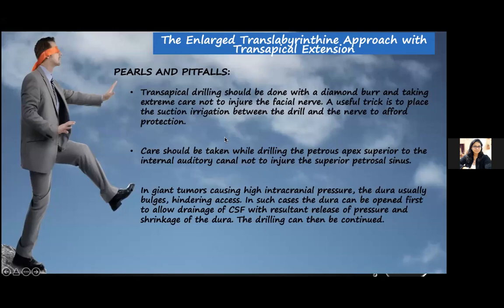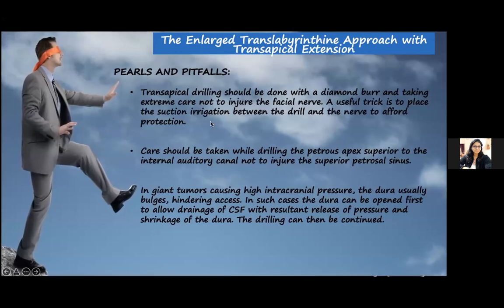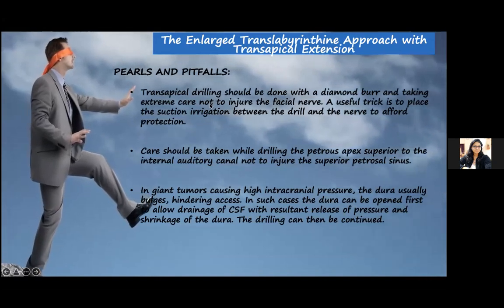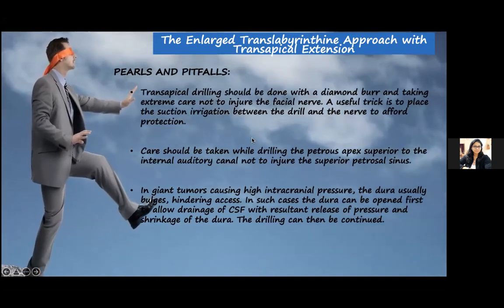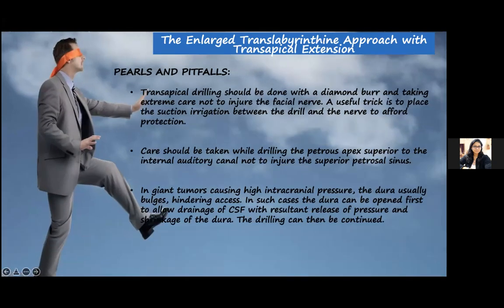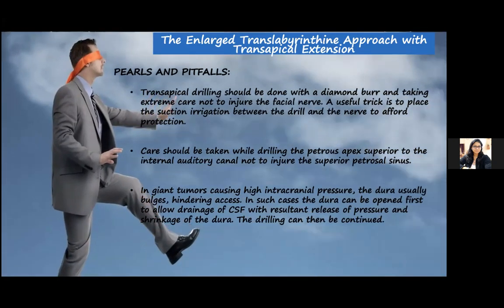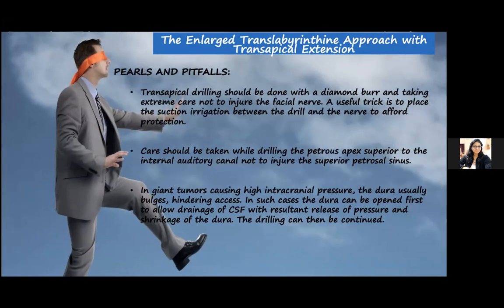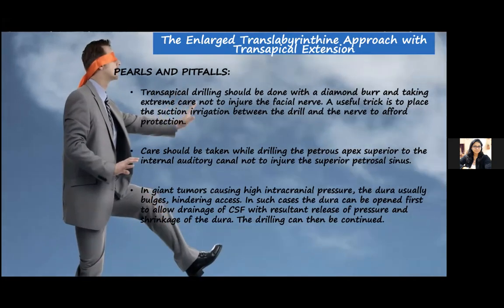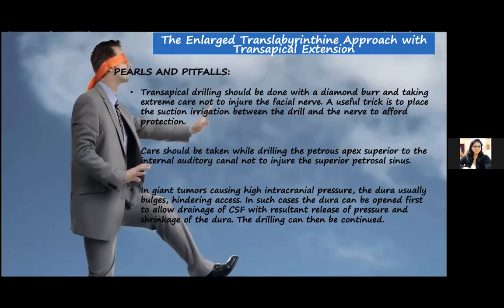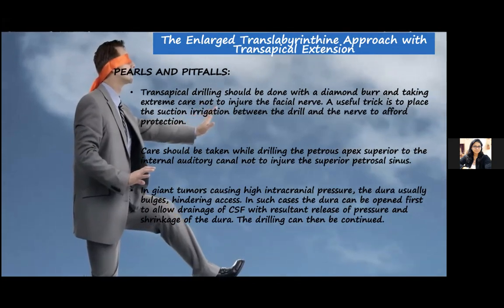Again, this also has its pitfalls, because the transapical drilling should always be done with a diamond burr, taking extreme care not to injure the facial nerve. And the usual trick is to place the suction irrigator between the drill and the nerve to afford protection. This is a very simple trick which is used by most skull base and otology surgeons to protect the facial nerve. So we can keep the suction irrigator between the drill and the nerve.